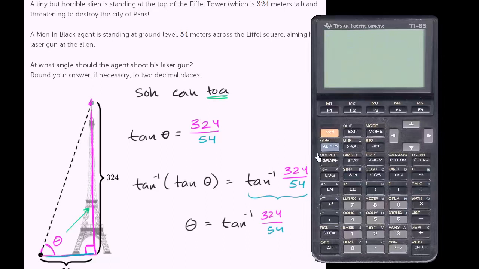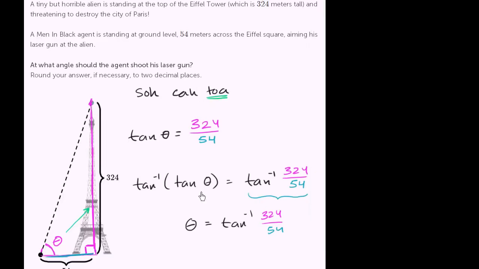Now let me exit out of here, and let me just type in the inverse tangent, it's in this yellow color right here, inverse tangent of 324 divided by 54 is going to be 80, and they told us to round to 2 decimal places, 80.54 degrees. So theta is equal to 80.54 degrees. That's the angle at which you should shoot the gun to help defeat this horrible alien.